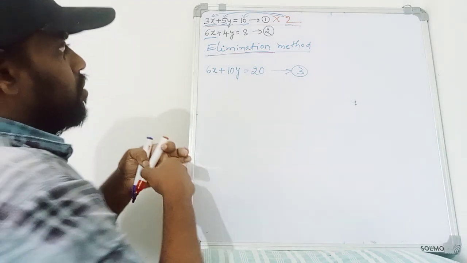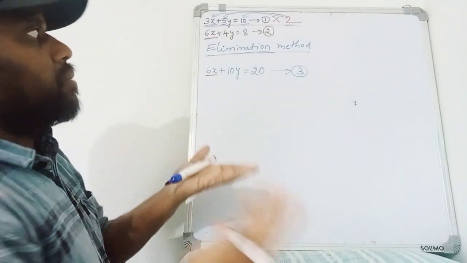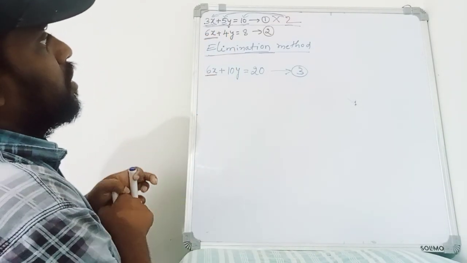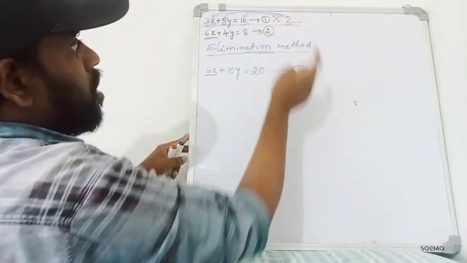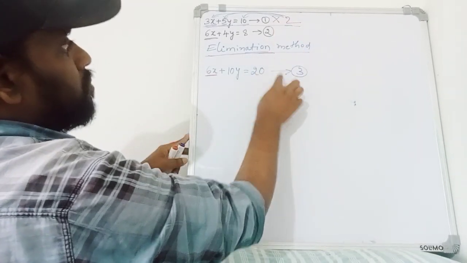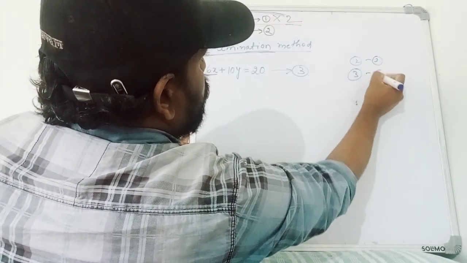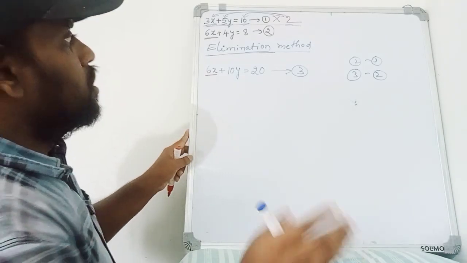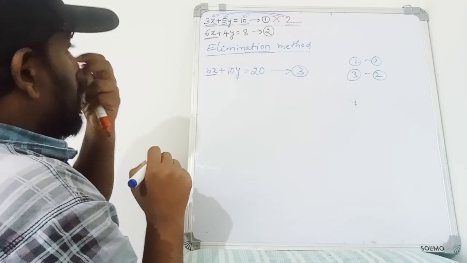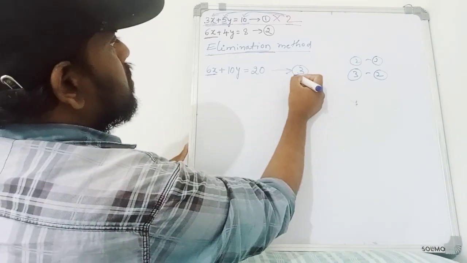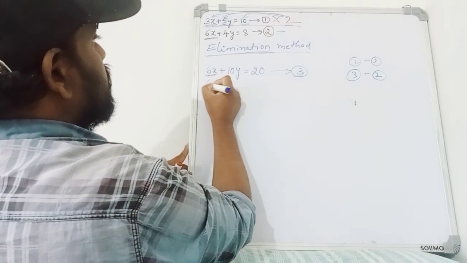Now see, this term and this term are the same, so now we can subtract. While subtracting, you can subtract this equation 3 from 2, or this equation 2 from 3. I mean you can do 2 minus 3 or 3 minus 2, no problem. Our goal is to eliminate this variable x.